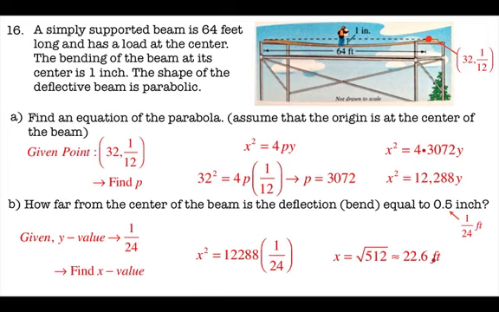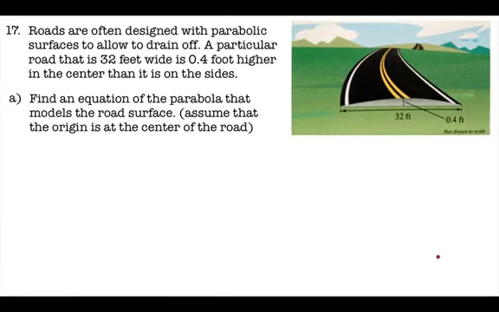Let's go to the last one on this section, number 17. It says roads are often designed with a parabolic surface to allow water to drain off. A particular road that is 32 feet wide is 0.4 foot higher in the center than on its sides. So here's a picture that goes with the information here. Part A says find an equation of the parabola that models the road surface. You can read the assumed part.